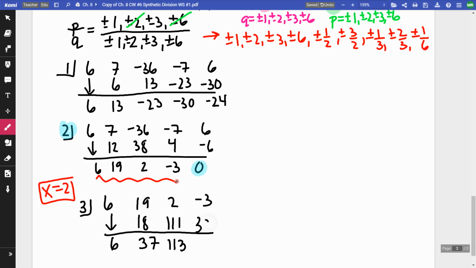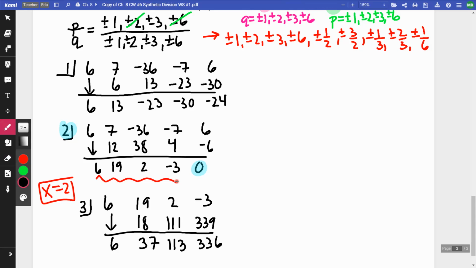I get 333. Whoops. Sorry, I was multiplying by the wrong one. 113 times 3 is 339. 339, so I get 336.